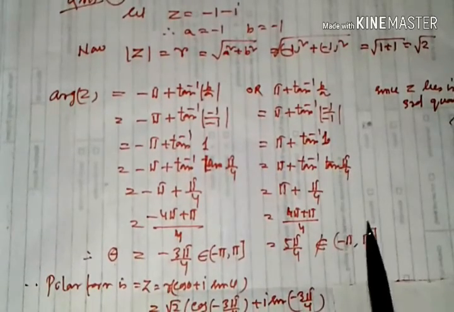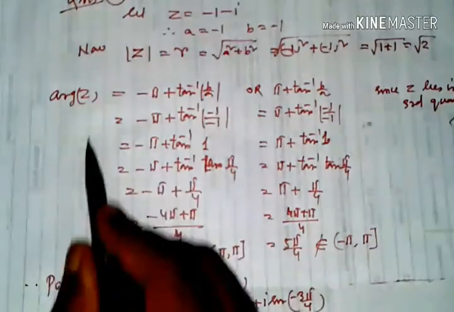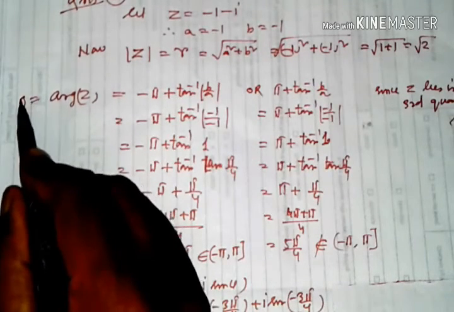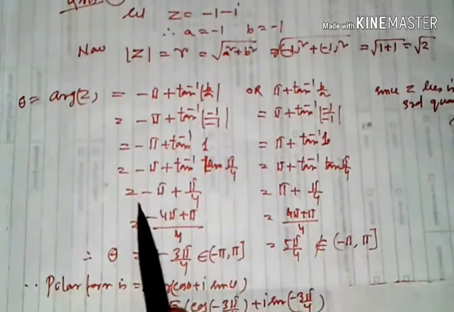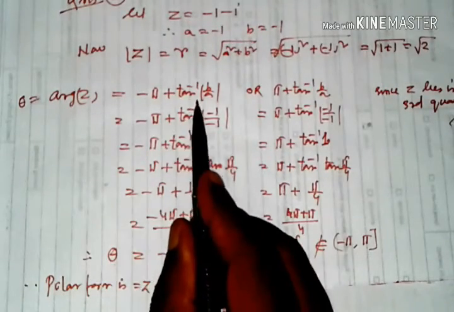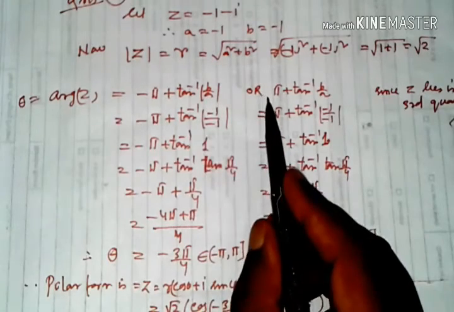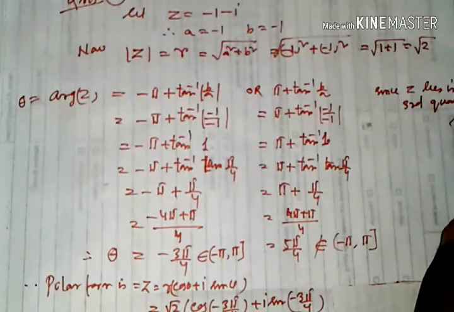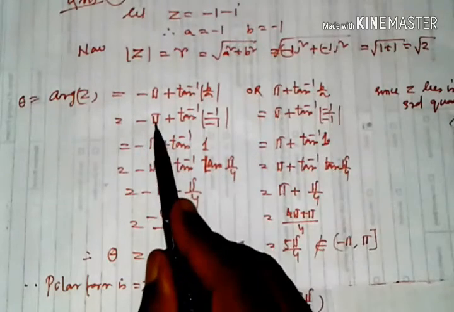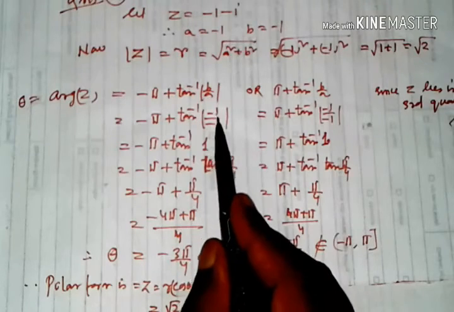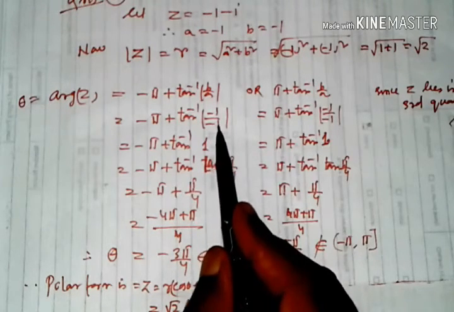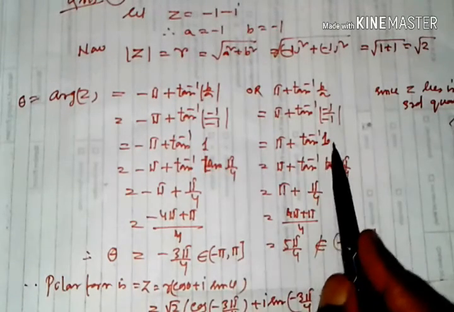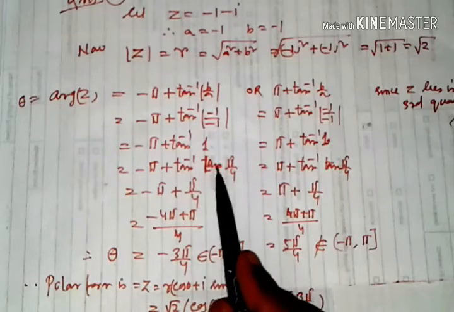What is the argument of z? That is theta. Argument of z is equal to minus pi plus tan inverse b by a, or pi plus tan inverse b by a. Since z lies in the third quadrant, it is minus pi plus tan inverse b by a, that is minus 1 by minus 1. This is 1, it is also 1. Minus pi plus tan inverse 1. What is tan inverse 1?